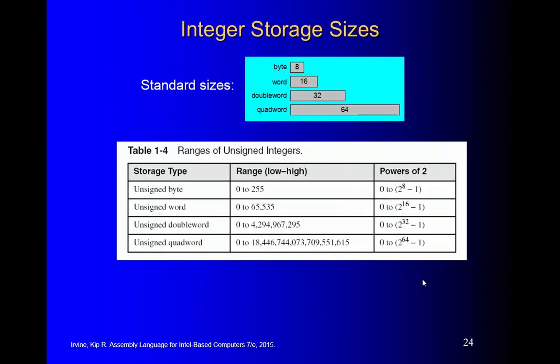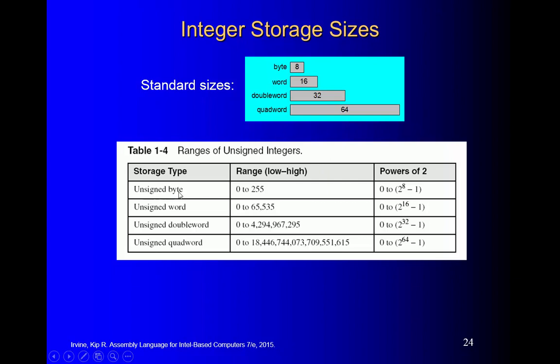Integer storage size inside your computer. Computers use byte, word, double word, quad word for storage. The smallest storage unit for integer is 8 bits. That's called a byte. 2 bytes for integer storage is called a word, 16 bits. And double word storage means 32 bits, that's 4 bytes. Quad word is 64 bits, and that's 8 bytes.